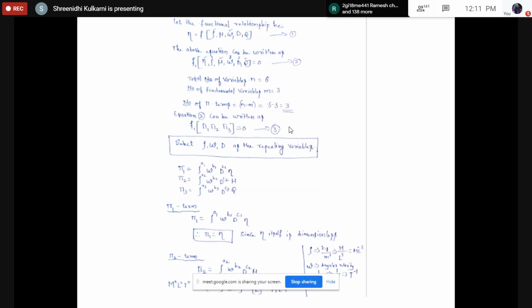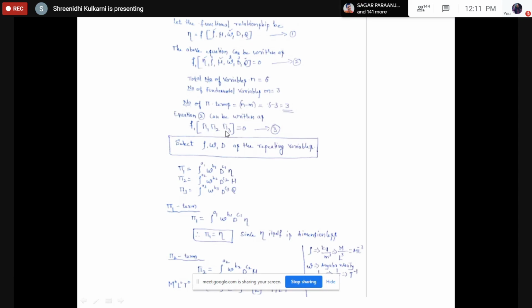Why pi 4, sir? Because in this problem we don't have pi 4. I'm just telling here, suppose your total number of variables is 6 and the number of fundamental variables is 3. Then n minus m we'll get as 3 only. So in this problem we have only pi 1, pi 2, pi 3.